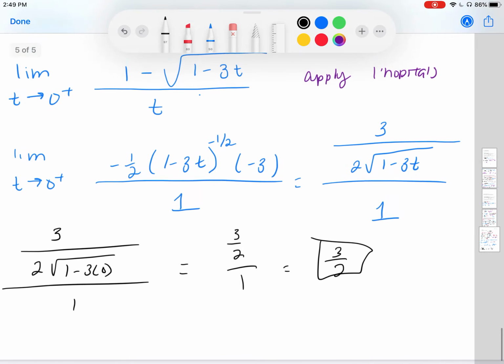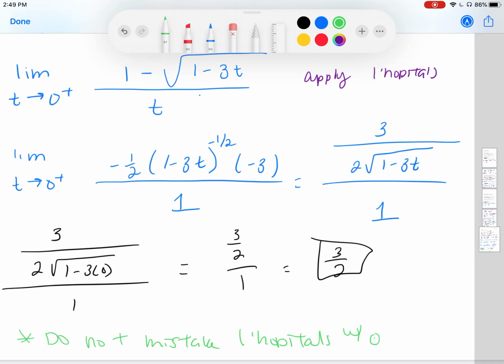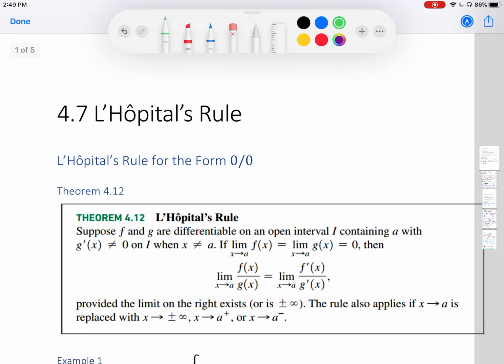In section 4.7, one piece of advice: do not confuse L'Hopital's with quotient rule. I know we're working with division and derivatives, but they're two different cases for two very different situations in the course.